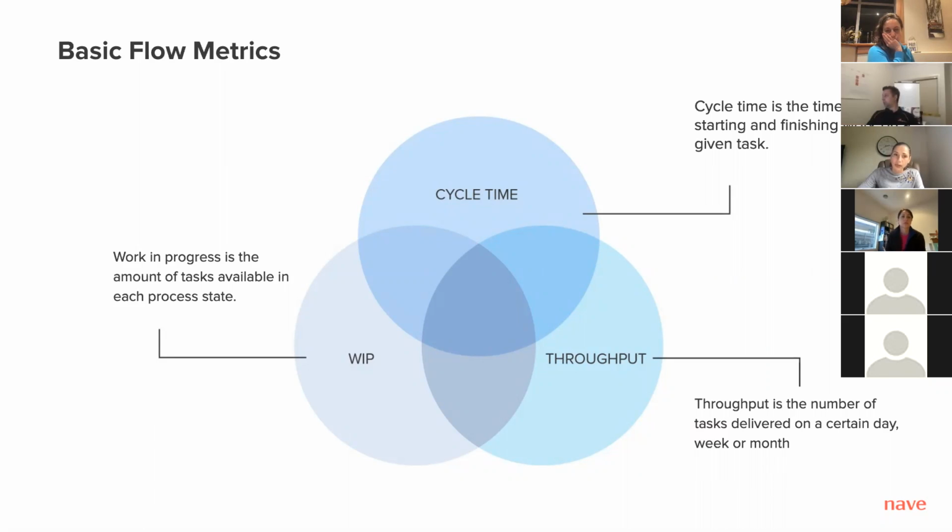To be able to provide shorter delivery time, we should strive to reduce our cycle times. To achieve that, we need to limit work in progress and keep it consistent. As a result, we will be able to produce more value and thus throughput will increase.